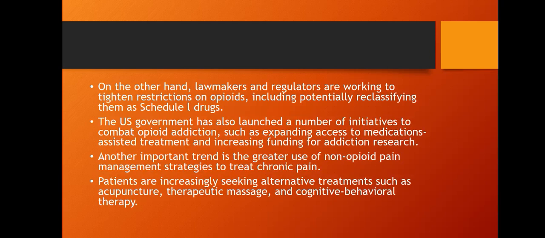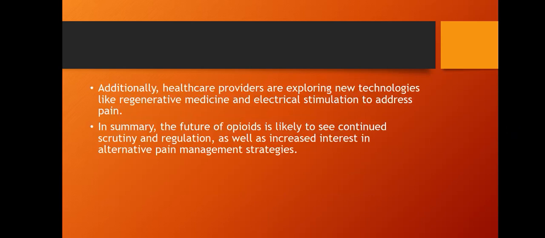Another important trend is the greater use of non-opioid pain management strategies to treat chronic pain. Patients are increasingly seeking alternative treatment, such as acupuncture, therapeutic massage, and cognitive behavioral therapy. Additionally, healthcare providers are exploring new technologies like regenerative medicine and electrical stimulation to address pain. In summary, the future of opioids is likely to see continued scrutiny and regulation, as well as increased interest in alternative pain management strategies.